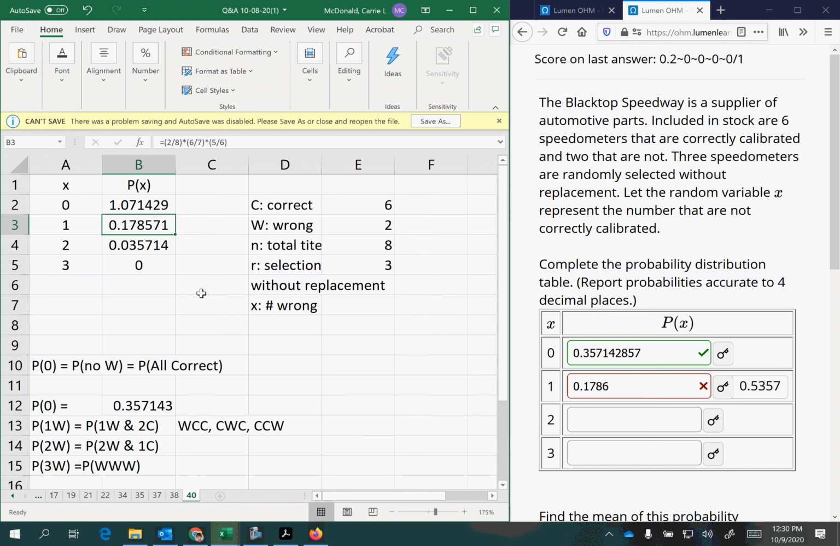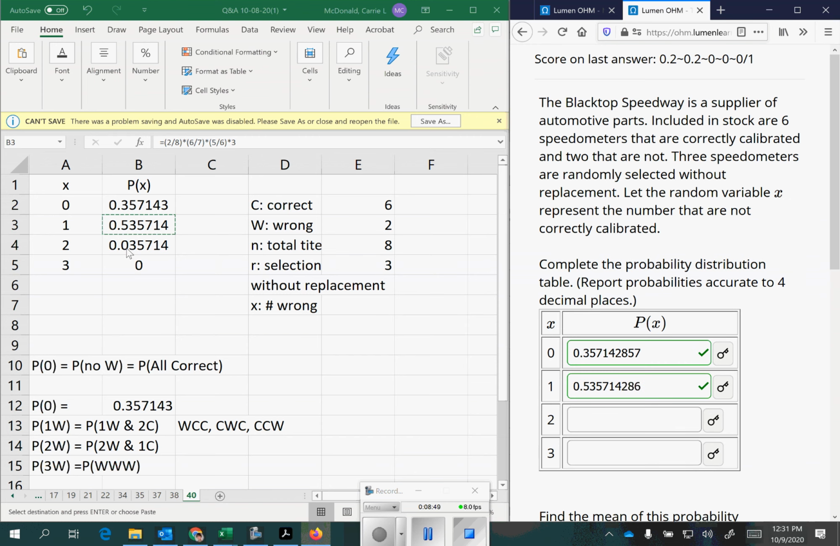Which is not a probability. So what's going on with that? Hold on. Gotta think. Oh, I just realized I was multiplying the wrong probability. So that was for the probability of 1. So that's this one that needs to be multiplied times 3. And then we get the right probability, which goes here.